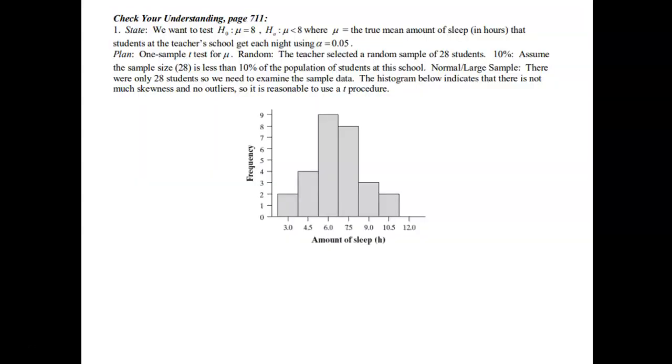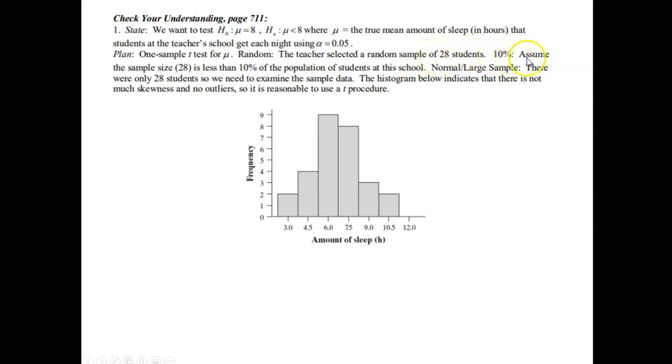Here we go. So the null hypothesis is that the mean is equal to 8, and the alternative is that it's less than 8. And mu is the true mean amount of sleep measured in hours that the students at this school will get each night, using a significance level of 5%. That's the test that we're performing. The official name of that test is a one sample t-test for mu, and it is random because they selected the people randomly for the sample.